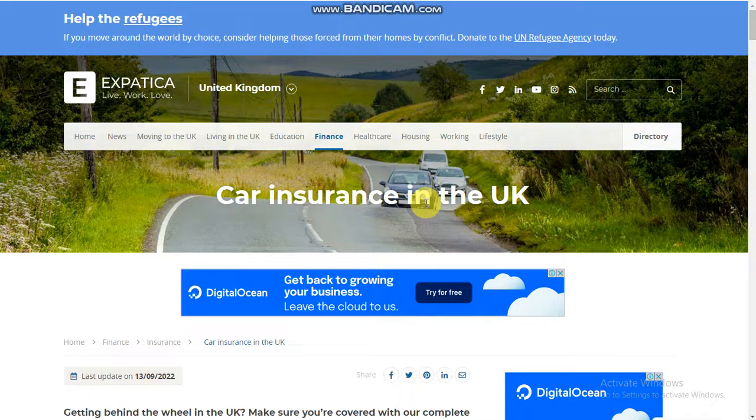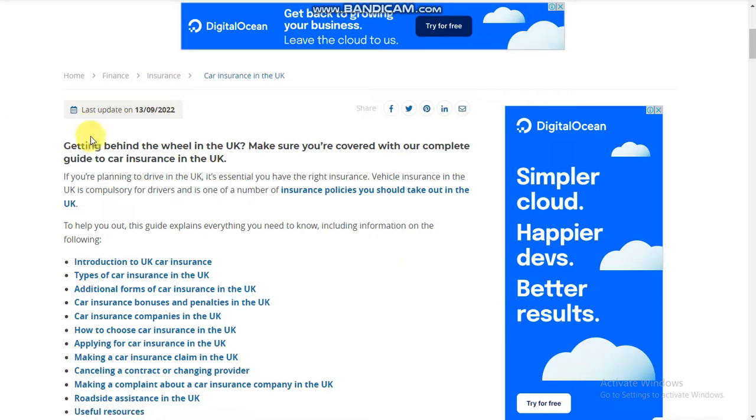Now we are back to our topic, which is car insurance in the UK. Getting behind the wheel in the UK, make sure you are covered with our complete guide to car insurance in the UK. If you are planning to drive in the UK, it is essential that you have the right insurance. Vehicle insurance in the UK is compulsory for drivers and is one of a number of insurance policies you should take out in the UK. To help you out, this guide explains everything you need to know, including information on the following.